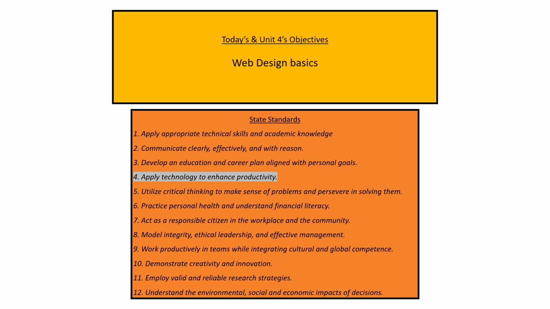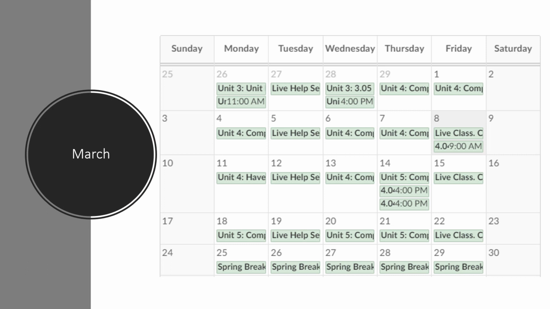All right, so today's objectives, and really Unit 4's objective, is to learn some web design basics. Again, I talk about this all the time. Our whole goal is to apply technology to enhance our productivity. If we can put another tool in our tool bag of personal skills when we finish high school, or even before we finish high school, we have more tools to be able to either make money or to do projects effectively, just to add to our skill sets. So we want to apply technology to enhance our productivity.